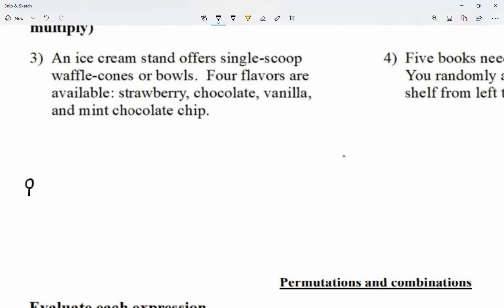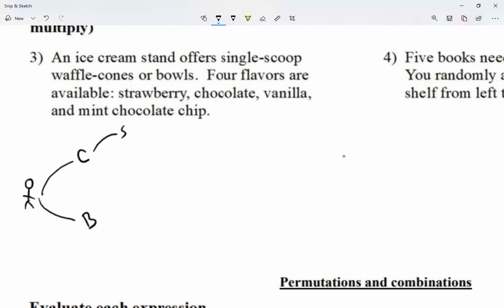Okay, let's remember. Let's say I'm here, and then I show up, and then they say, "Do you want a single scoop waffle cone? Let me use C for cone. Or do you want a bowl?" And then once I choose, let's say I said cone, then they're gonna tell me, do you want strawberry? Do you want chocolate? Do you want vanilla? Or do you want mint chocolate chip?